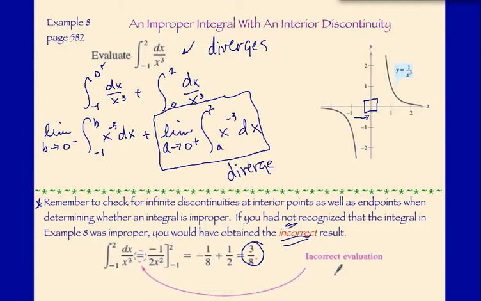It's completely wrong. It is up to you, mathematician, to recognize, hold it, wait a minute. There is an asymptote in here between -1 and 2, therefore I have to set up my 2 improper integrals and evaluate the limits. That's your job.